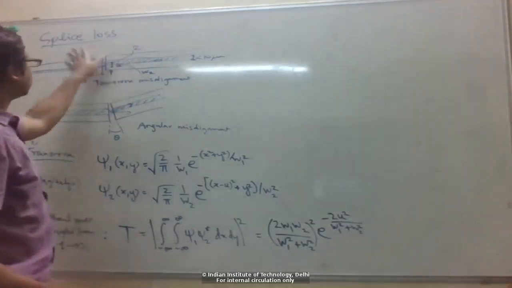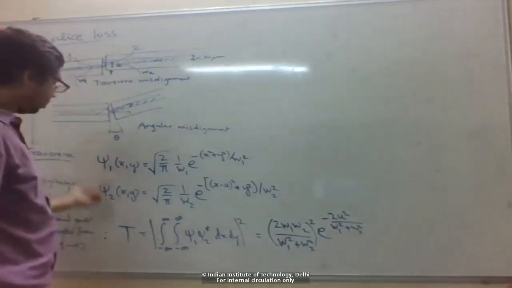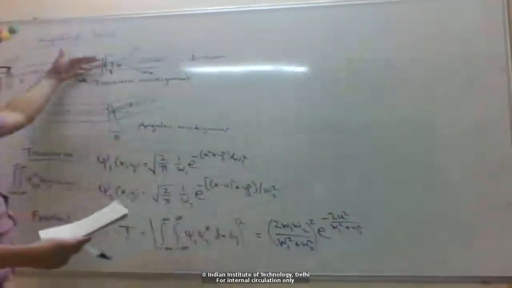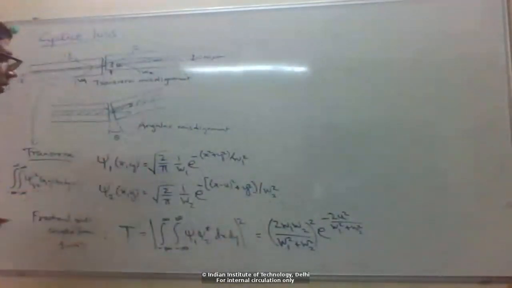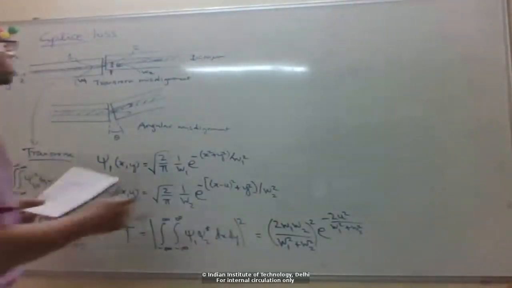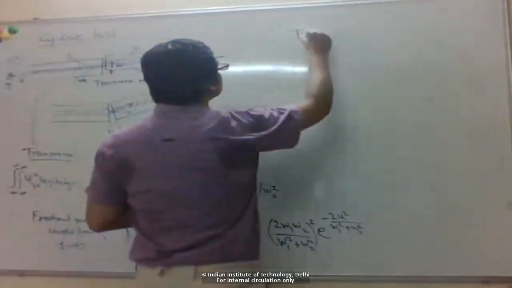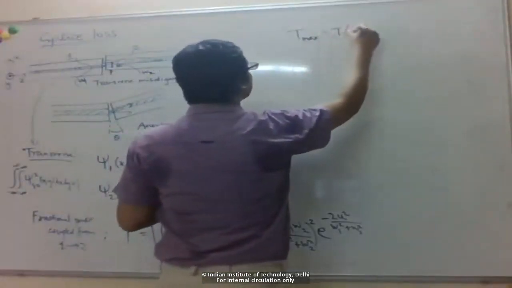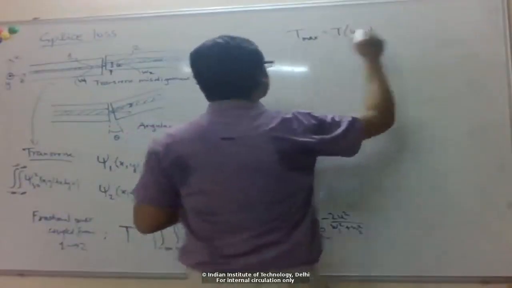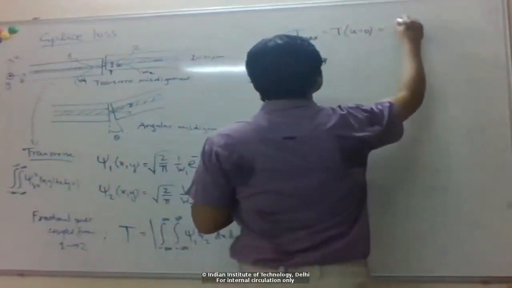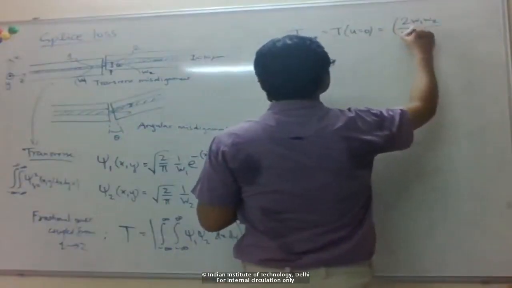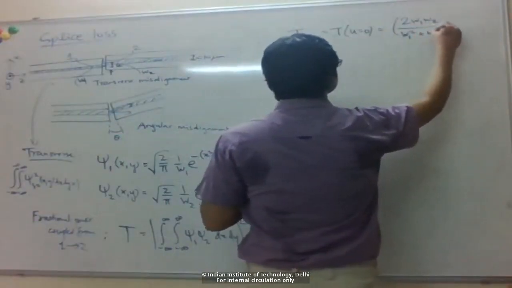So for a given pair of fibers 1 and 2, you can see the maximum transmission happens for u equal to 0, which means the fibers are perfectly aligned, the cores are centered. So maximum transmission is at u equal to 0, and you can see that it depends on the two spot sizes.